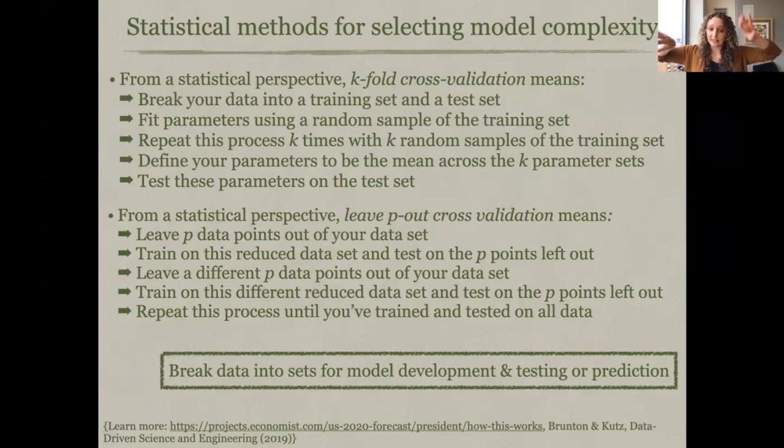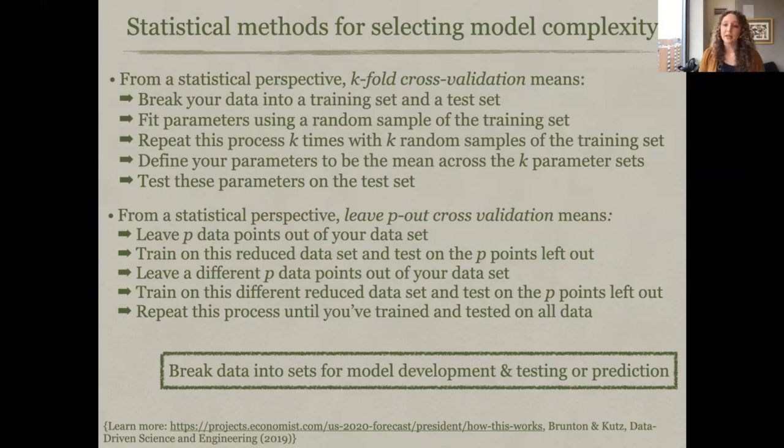And then the idea is within your training set, you take some random sample of the training set, fit your model to that, and get some parameters out. And you repeat that process k times just with that training set. And then at some point you say your parameters are, say, the mean across all of those parameters. And then you can test it on your test set. So k-fold cross-validation is one approach.